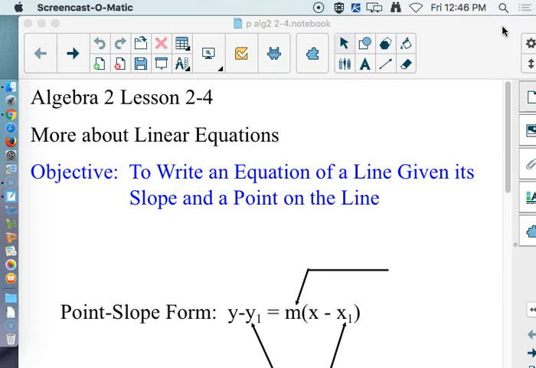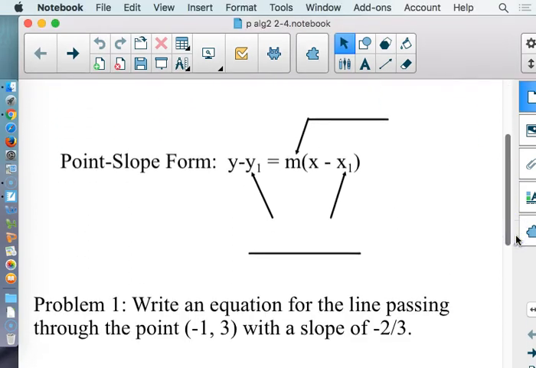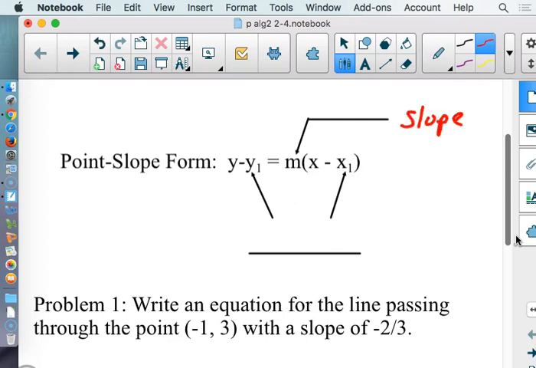So what we're going to do is write an equation of a line given its slope and a point on the line. So if we know a point and somebody says, hey, here's the slope, what should we do? And this is the fabulous formula that fits the bill. Point slope form. They said they were going to give us a point, and they were going to give us the slope. What better formula could we possibly have? There it is. M is the slope, and x sub 1, y sub 1 is, big shocker, the point.